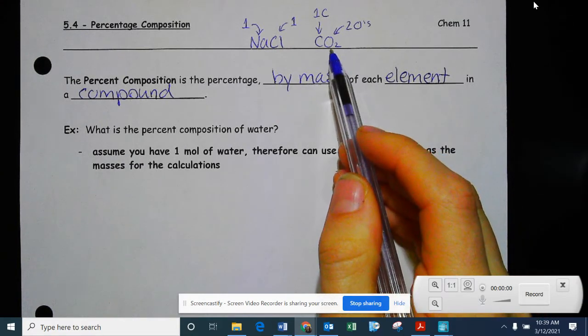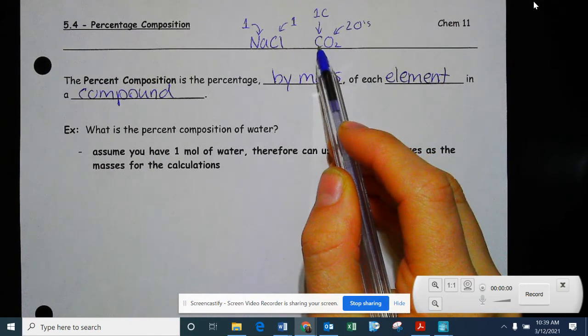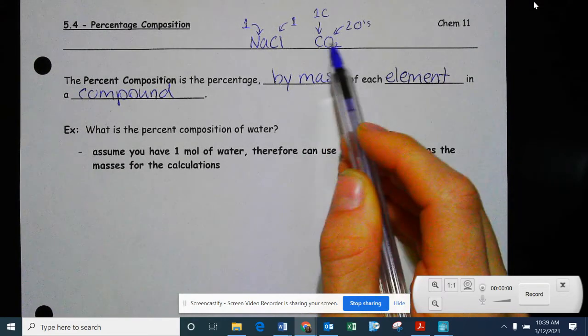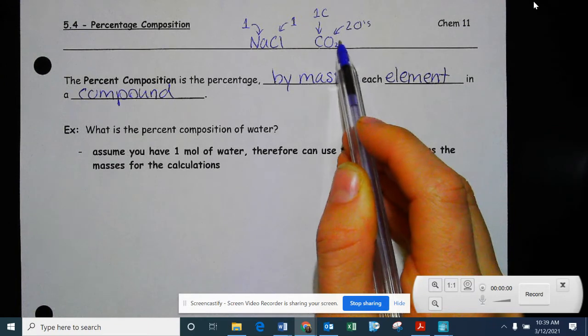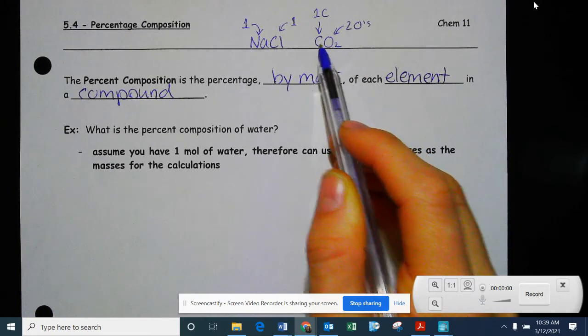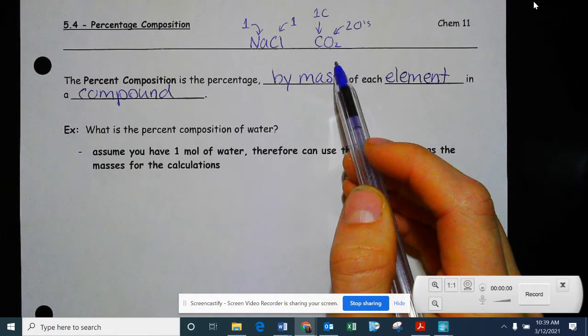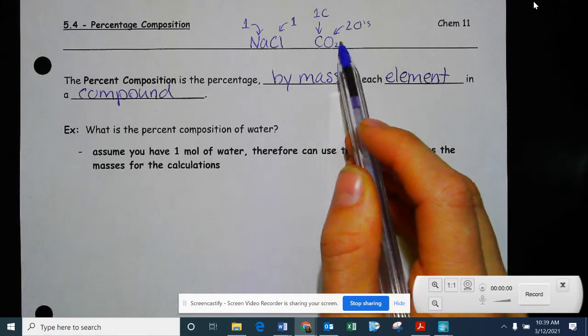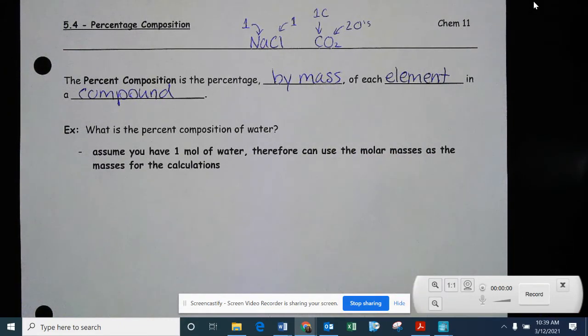So if we look on our periodic tables, is oxygen or carbon heavier? What do you guys think? Yeah, oxygen is heavier. So the percentage of the mass of this molecule is not just going to be 2 to 1. It's going to be more complicated because we're looking at 2 of a heavier atom for 1 of a lighter atom. So we're finding the mass of these things.